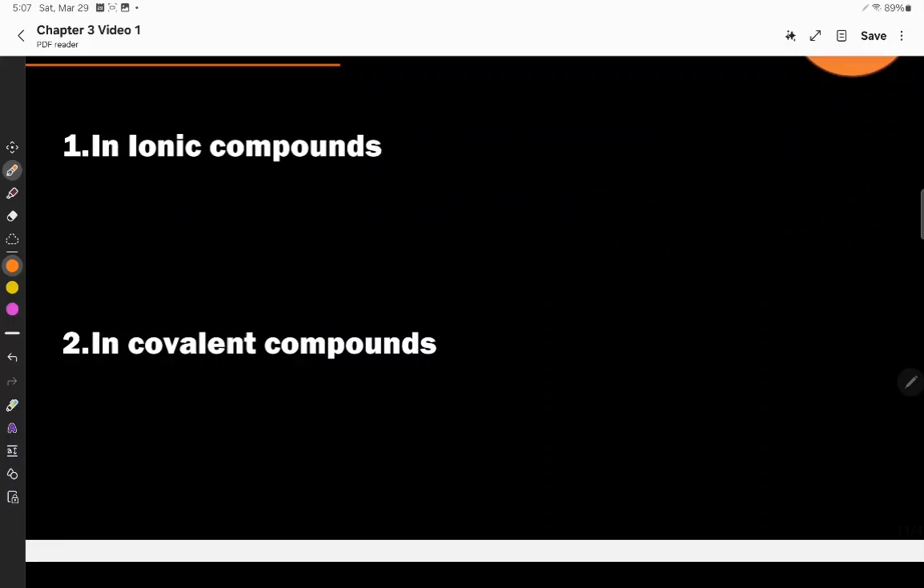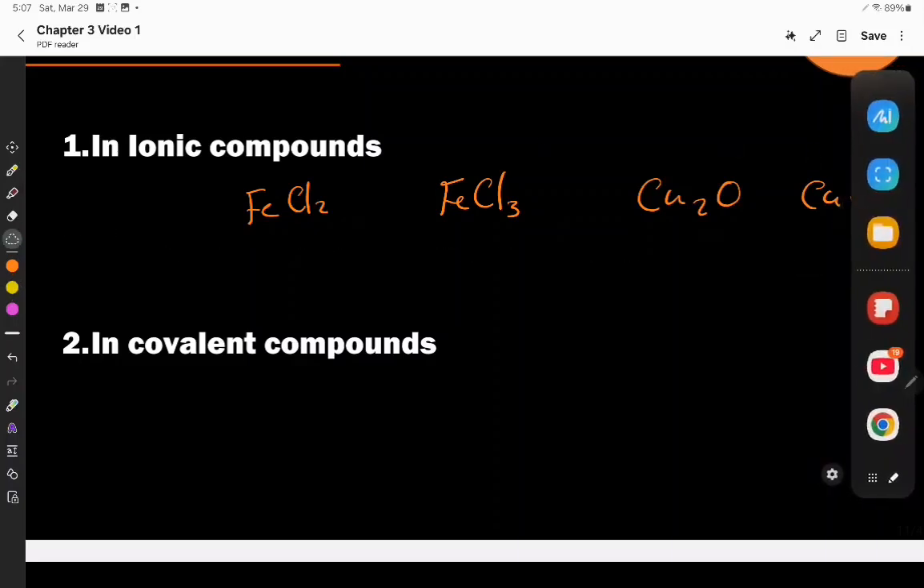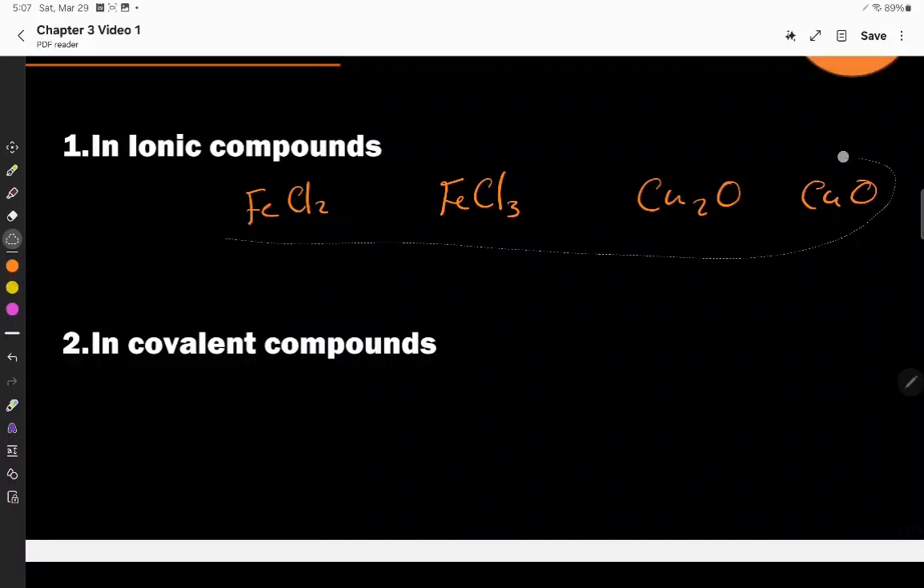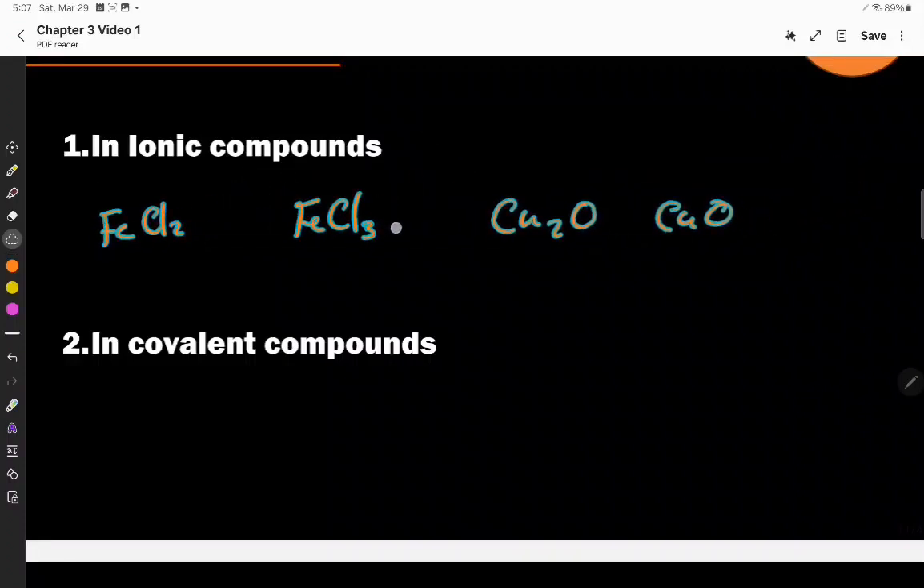Sometimes we have elements like this one, FeCl2, FeCl3, we have Cu2O, we have CuO. Now let's look at the oxidation numbers of these elements here. Let's see how we are going to find them. If you have iron, we have iron 2 and iron 3, but chlorine here took 2, so this is iron 2 positive, chlorine negative 1. Here the chlorine took 3, so this is Fe 3 positive.